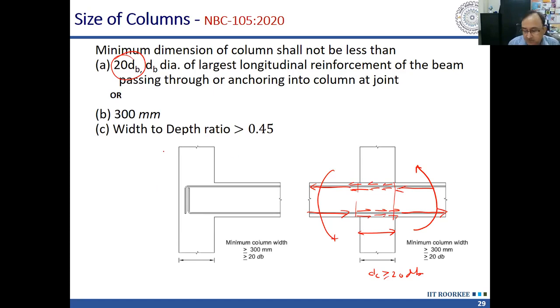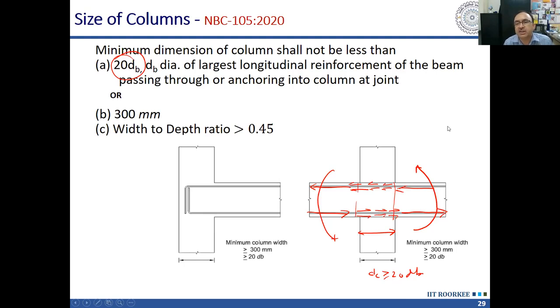Same is applicable here. This we will talk about later. There are more issues here, we will talk later. But for an interior column, what we have to ensure is that there should be adequate anchorage of the beam reinforcement into the column, and for that purpose the column dimension has to be sufficient. So one limit on the column dimension is coming from this 20 times diameter. Another limit we are getting is 300 millimeters, so it should not be less than 300 millimeter. In the earlier code it was lower, so it has been increased.